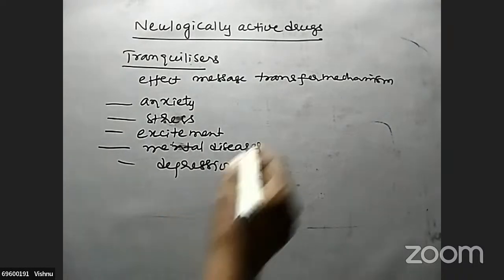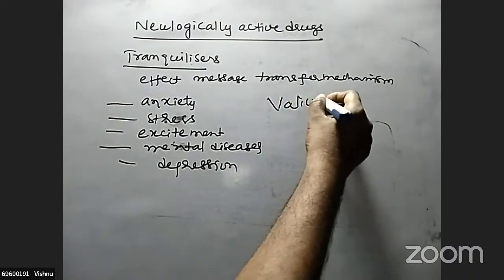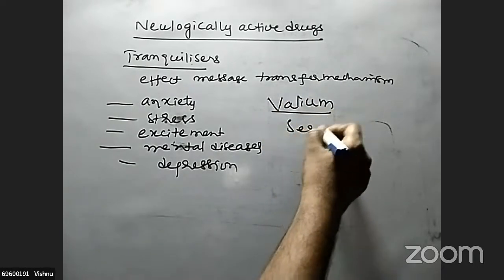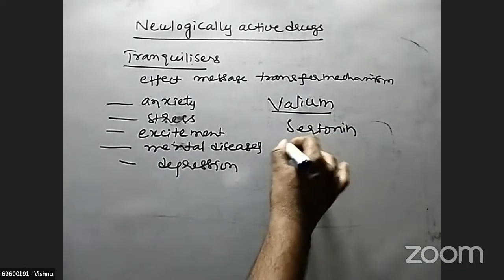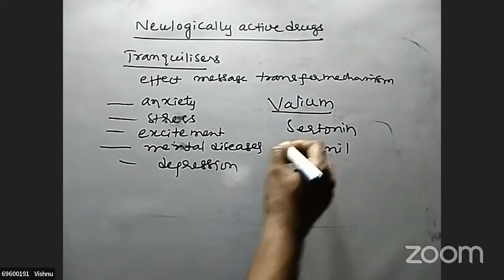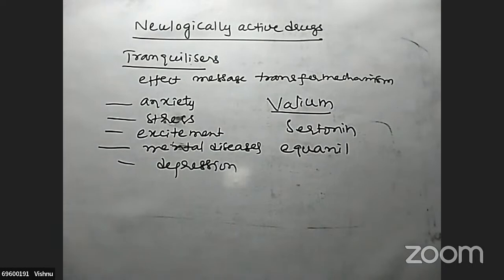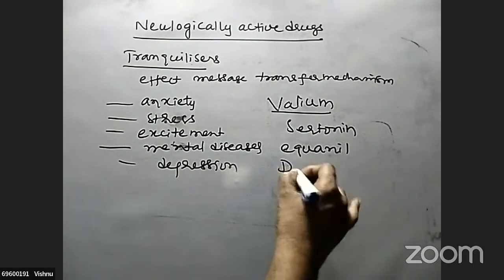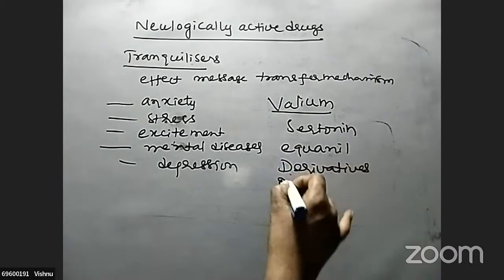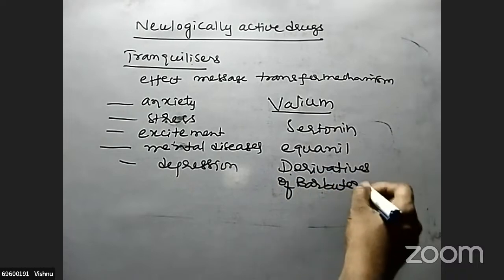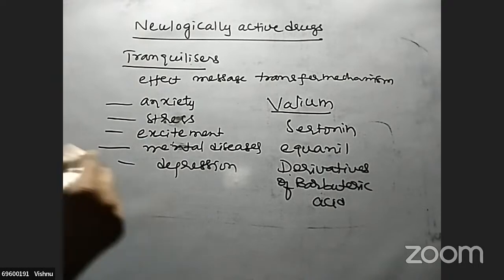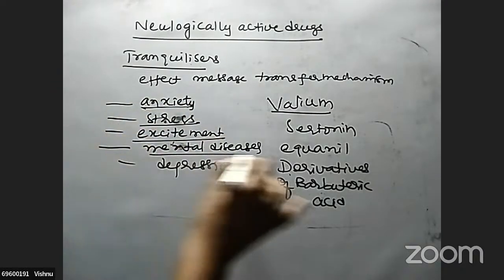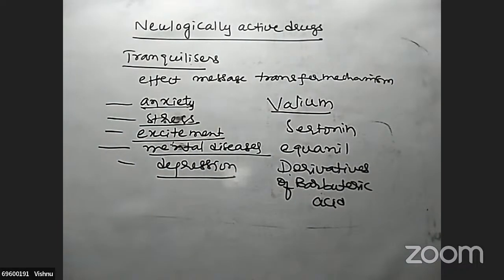Some examples of tranquilizers are Valium, Serotonin, and Equanil. Names are important here. These are examples of tranquilizers used for mental disorders, depression, and stress. Very importantly, derivatives of barbituric acid are also an example. So what is the use of tranquilizers? They are used to prevent anxiety, stress, excitement, mental disease, and also depression.